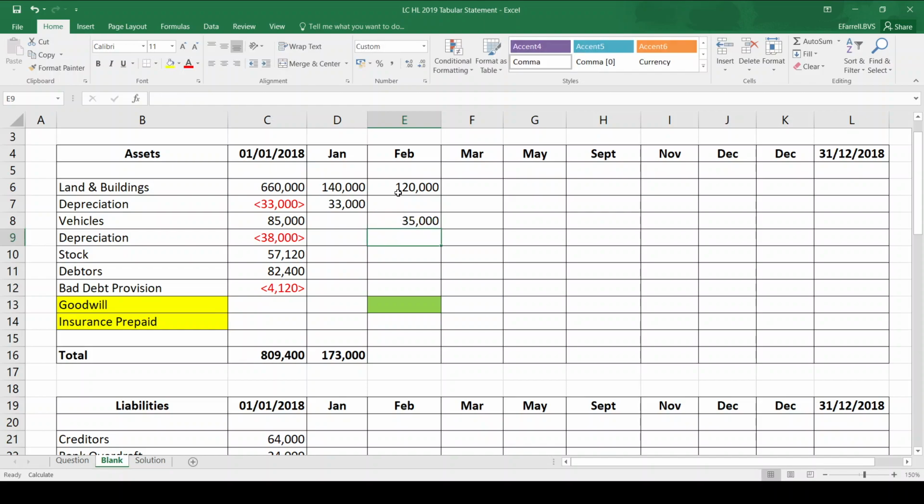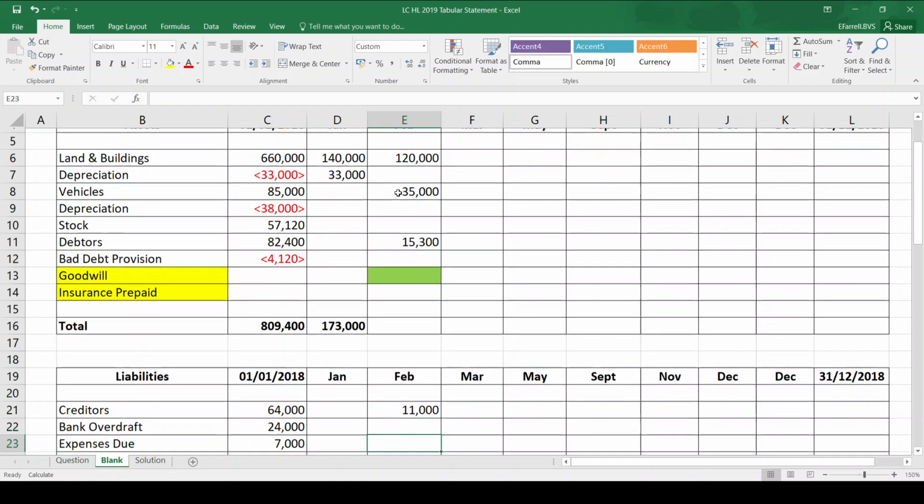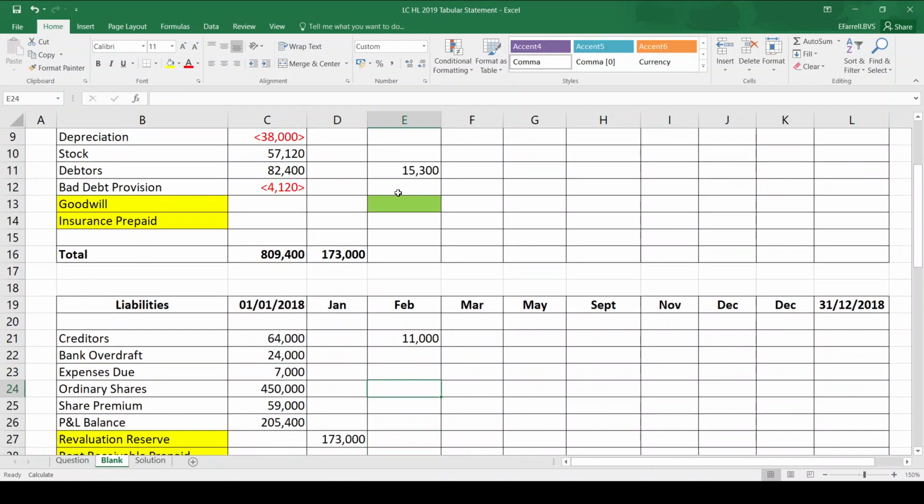It then says that debtors are 15,300. It says creditors are 11,000. And the question says the purchase price was discharged by granting the seller 140,000 shares. So share capital, ordinary shares, will go up by 140,000. And a premium of 30 cents per share. So the share premium is just going to be 140,000 by 30%, which is 42,000.